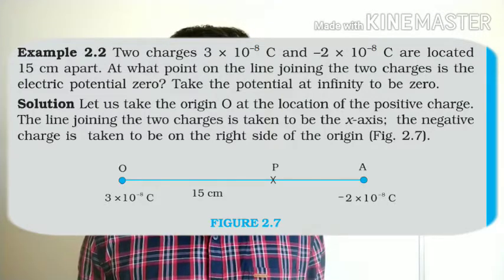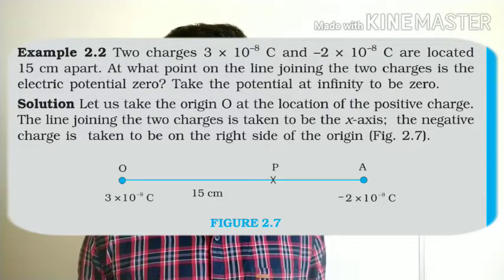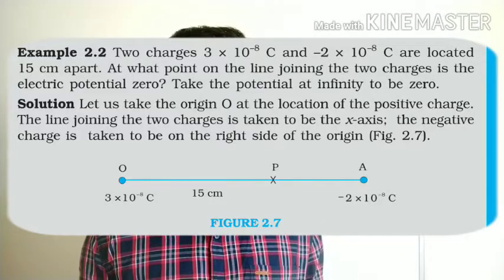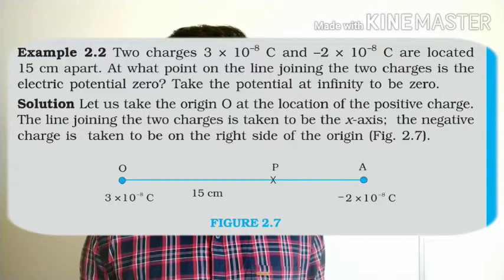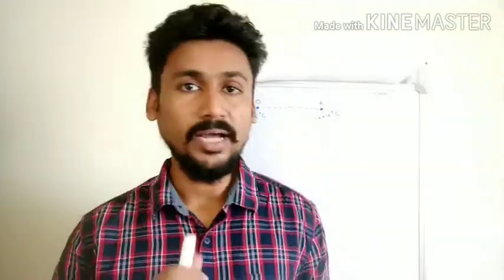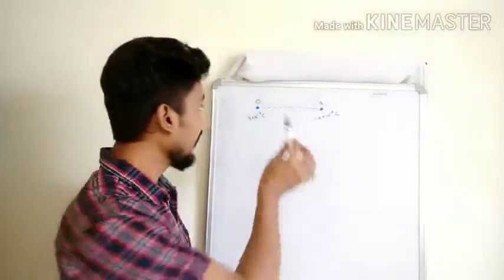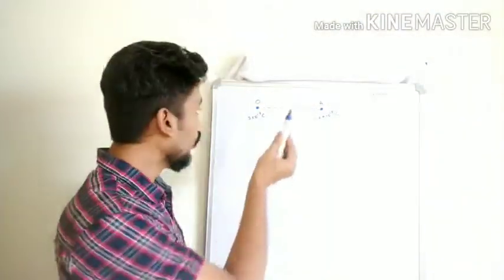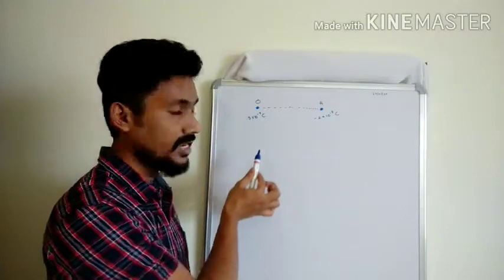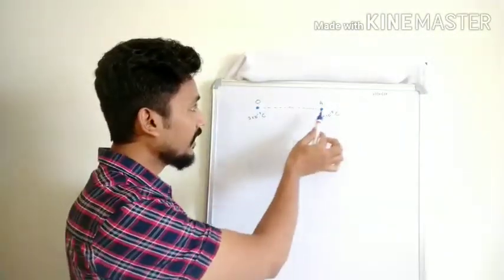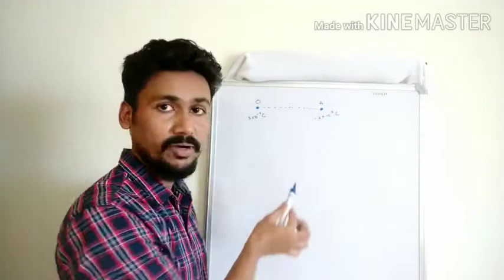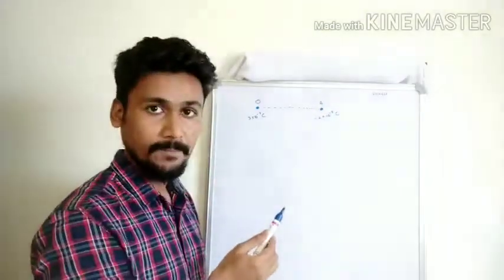So 2 charges, 3 into 10 to the power minus 8 coulomb and minus 2 into 10 to the power minus 8 coulomb, are located 15 centimeter apart. At what point on the line joining the 2 charges is the electric potential 0? Take the potential at infinity to be 0. I hope you have read the question. Now as you can see in the question, there are two charges. One charge is 3 into 10 to the power minus 8 coulomb, that is at the point O. The other charge is minus 2 into 10 to the power minus 8 coulomb, which is at the point A.